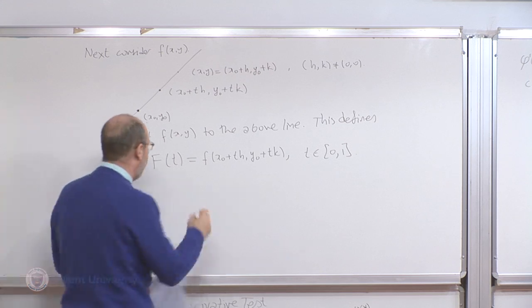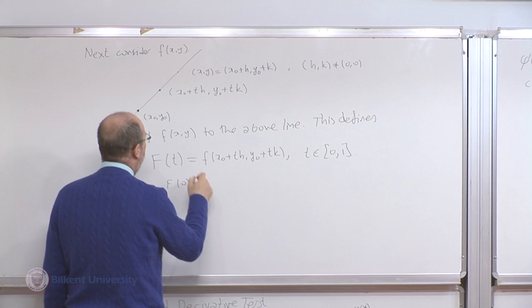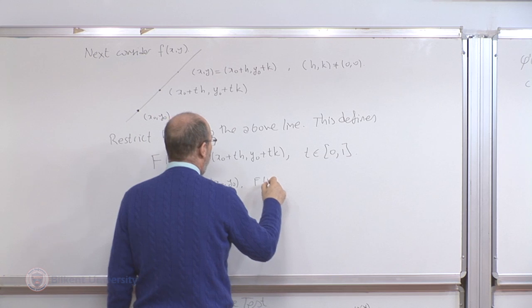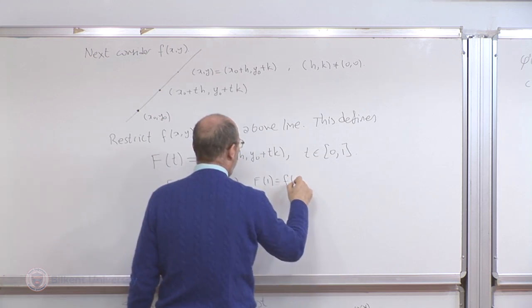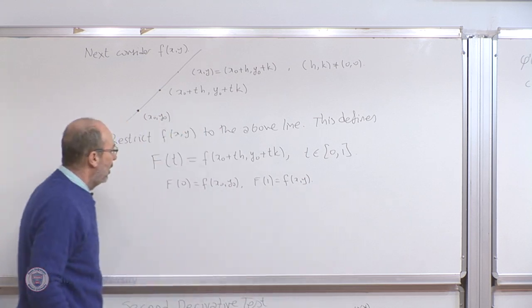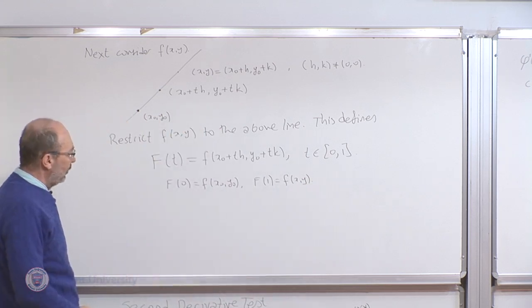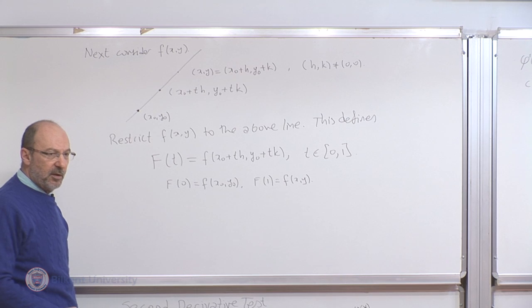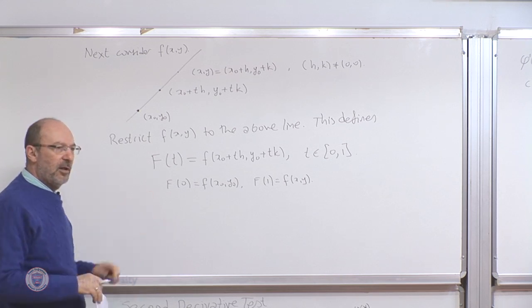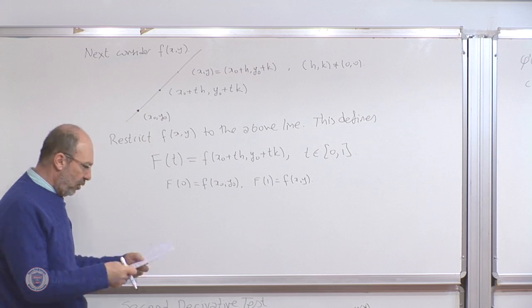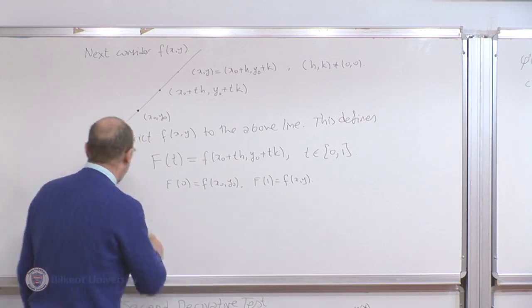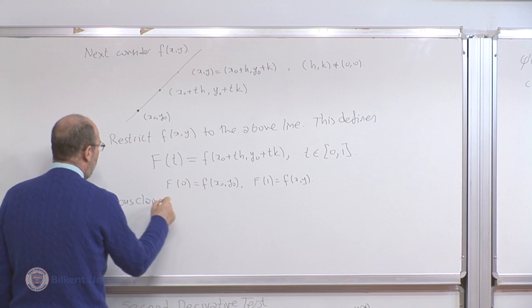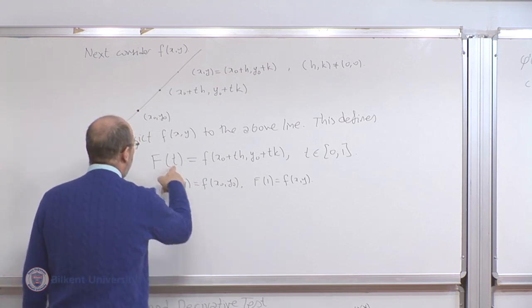Now observe that f of 0 is this point, f of x sub 0, y sub 0, and f of 1 is this point, f of x, y. Now I'll try to write f of x, y in terms of this, just like we did in the previous claim. And then we'll stare at it and try to see if we can say a little bit more. So the previous claim applied to this.